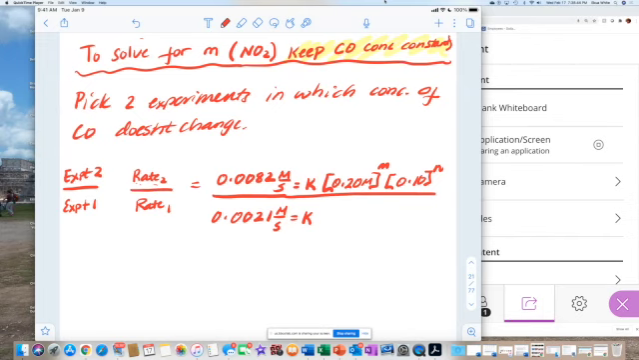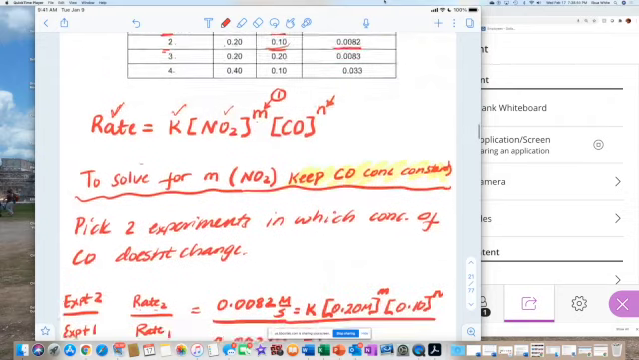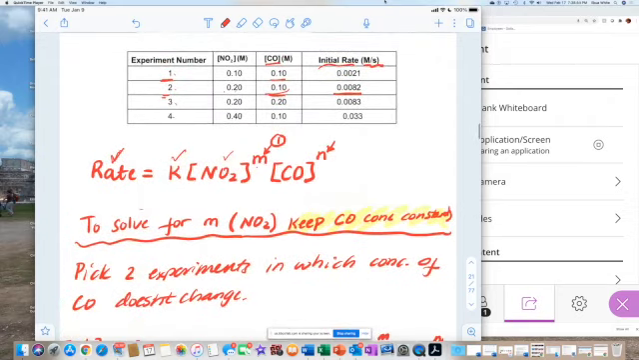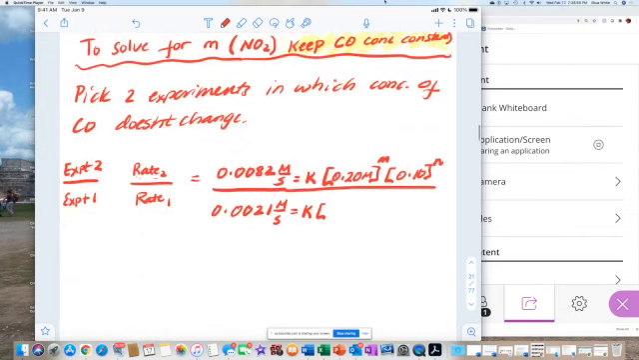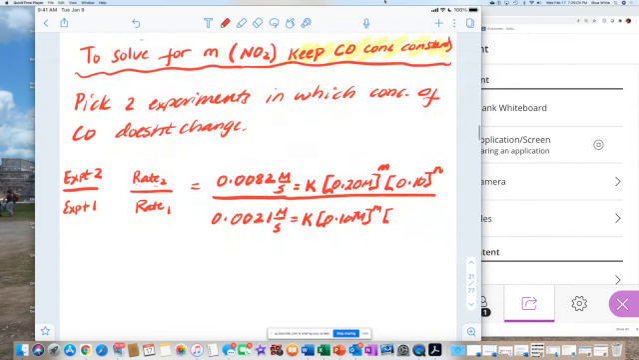So essentially, I'm writing the rate law for experiment 2 over the rate law for experiment 1, just in case you're wondering. For experiment 1, my NO2 concentration is what? 0.10 molar raised to the power m. This is the same thing, right? For CO, we kept CO constant, so it's going to be the same number, 0.10 raised to the power n. Okay, so we take rate law 2 over rate law 1.